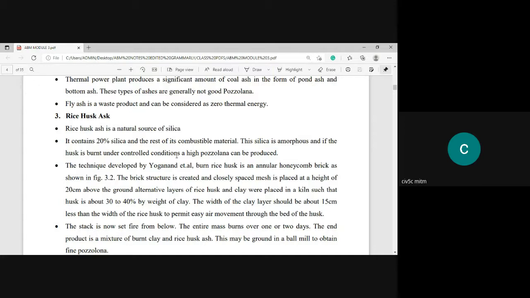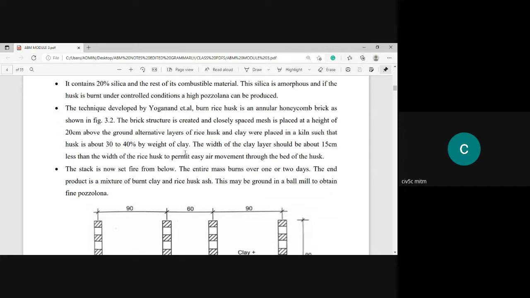Did you get my point? So when you burn the rice husk in a controlled condition, the ash you obtain will be rich in silica, and you are going to get a good pozzolanic material. With that in mind, the famous personalities have suggested two methods, and these methods are, I can say, not controlled burning methods. Okay, let me go ahead.